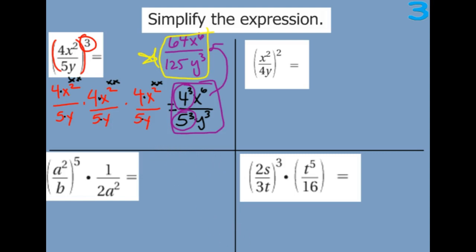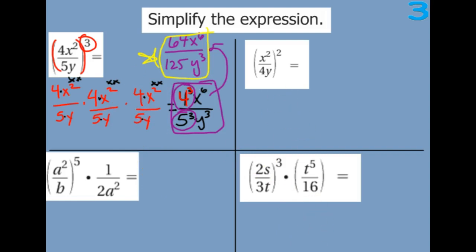And I just almost made a mistake. Don't ever multiply 4 times 3. That's not what this is saying. This is saying 4 three times. That's why I multiplied 4 times 4 to get 16, times 4 to give us 64.